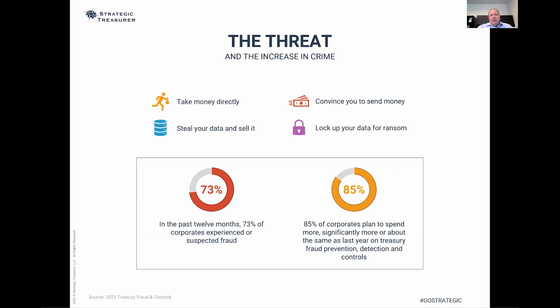If they can't take it directly, they will look at how they can convince you to send money. So we're familiar with business email compromise. Still important is locking up data for ransom, or locking up data and selling parts of it for ransom, or they'll steal your data and sell it. So those are some of the different methods and protocols that the criminals use to lift money out of organizations or steal data and convert that to funds for them.